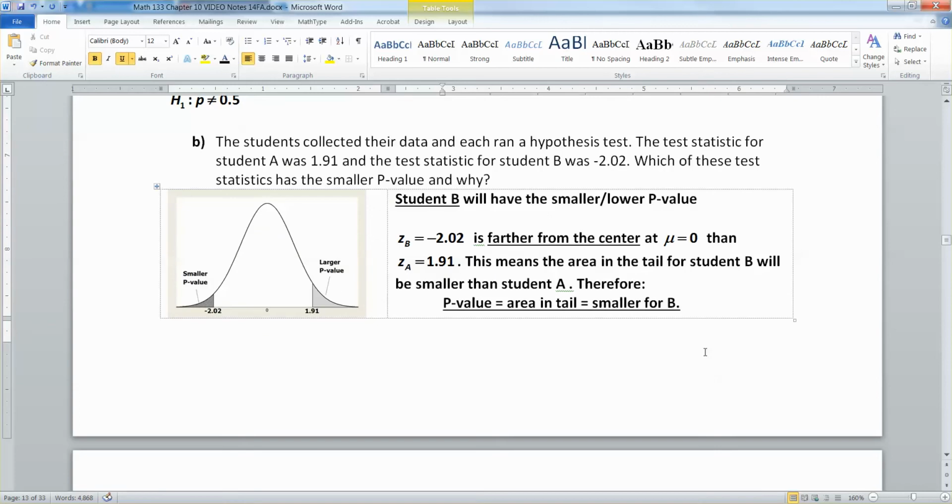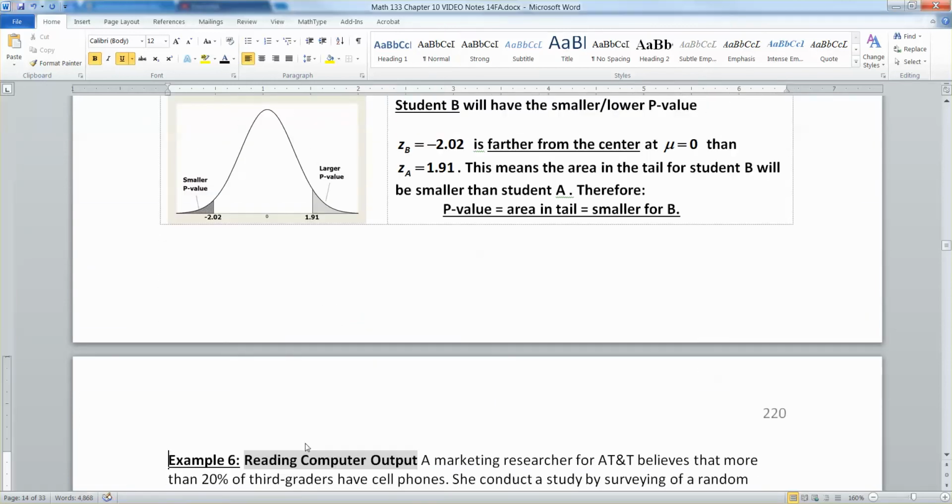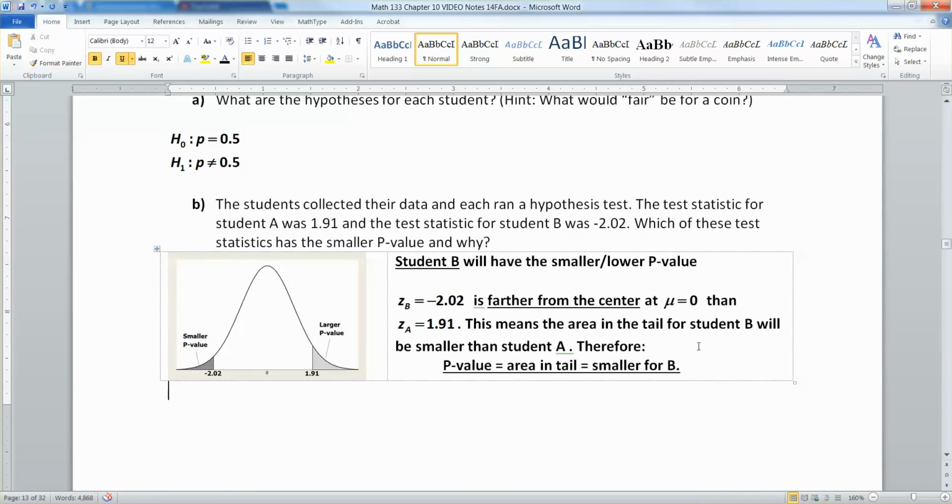All right, let's stop right here, and then we'll pick up with the next example in the next video, which is a computer output example. So that'll take us the full 15 minutes on our next video.